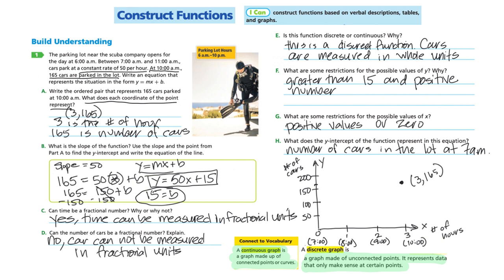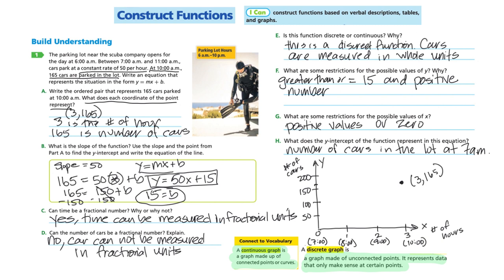That's the other one that I realized I needed to change, which is F. I wrote greater than 15 and positive. It can also be equal to 15 because it tells us that the number of cars at 7 a.m. we figured out was 15. So I'm going to erase this. So it has to be greater than or equal to 15, and a positive number.